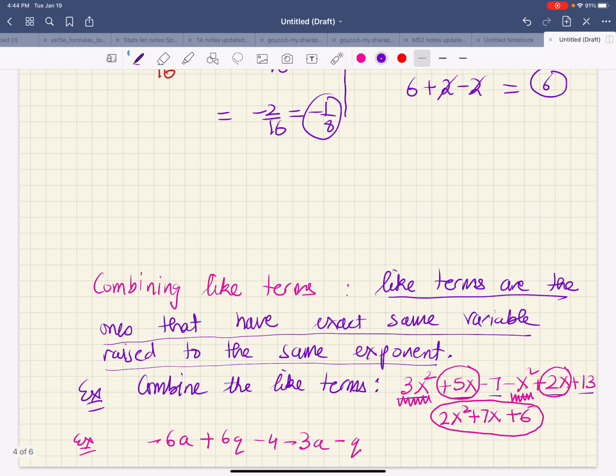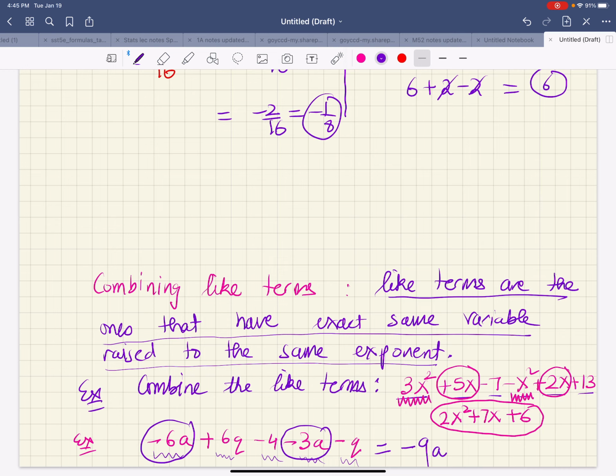Last example, so we have negative 6a plus 6q minus 4 minus 3a minus q. Let's go ahead and combine the like terms. Negative 6a and negative 3a are like terms. We can add or subtract the coefficients, meaning the numbers in the front. Do not change the variable in this process. When you're adding or subtracting polynomials, the variables stay the same, okay? It's like counting the cows and the horses. Keep them separate. Negative 6a and negative 3a, if I combine the coefficients, would be negative 9a.